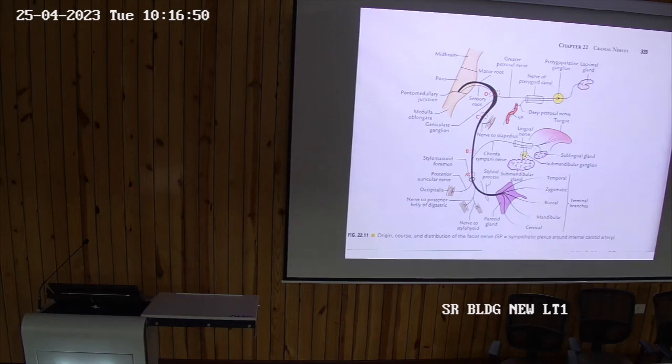And second, if the lesion of the facial nerve is just above the origin of the chorda tympani nerve, that is the B part, the person shows Bell's palsy plus the function of the chorda tympani nerve is also lost. What is the function of the chorda tympani nerve? Secretion of the submandibular gland and sublingual gland will also be lost, and the person is unable to take taste sensation from the anterior two-third part of the tongue. So all this will result if the injury is just above the origin of the chorda tympani nerve.